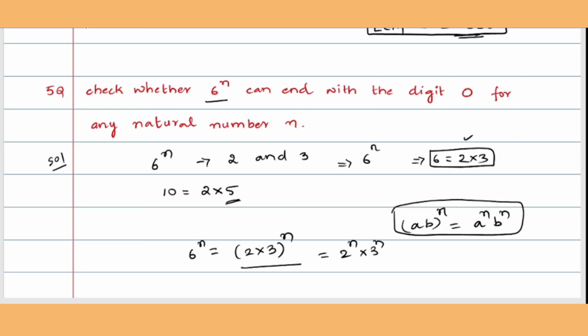No matter how many times you multiply 6 by itself, you will never create a 5. Without a 5 in the factorization, there is no way 6 power n can be divisible by 10. And that means 6 power n can never end with a 0 for any natural number. So the answer is no. 6 power n will never end in 0. It can end in 6, 8, 4 or 2, but never with a 0.